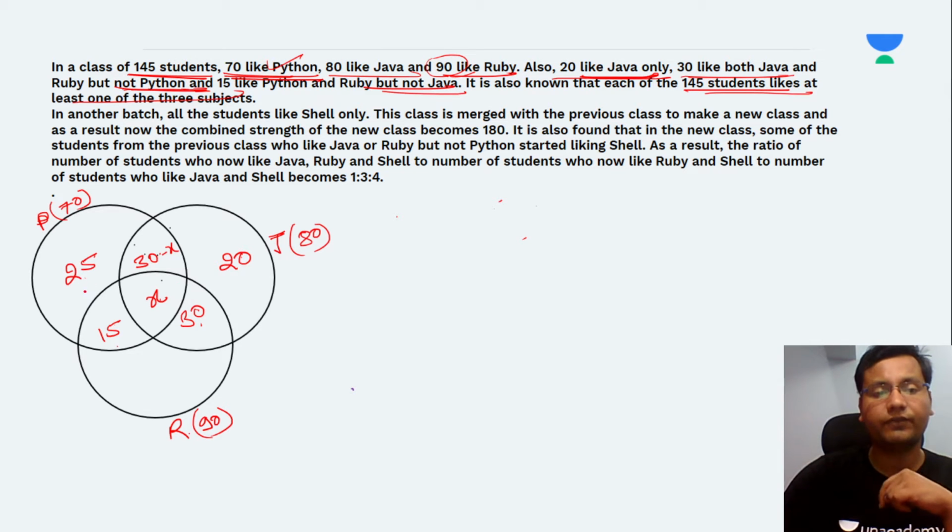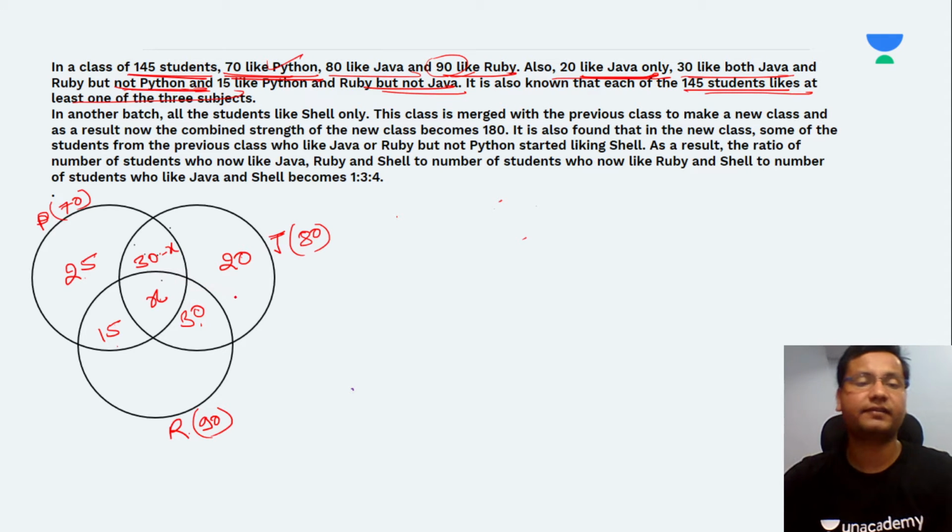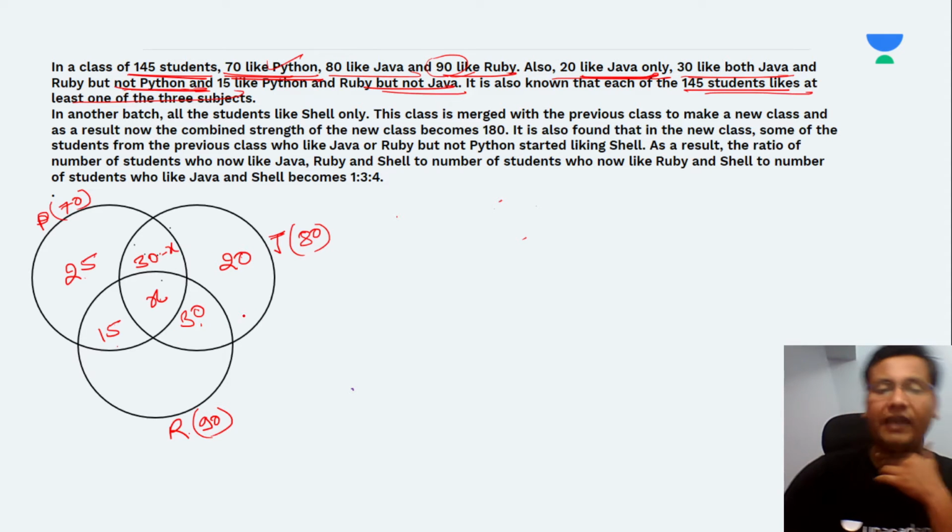So this is 15 plus 5, 20, 20, 40, right? So 40 plus x. So this will be 30 minus x plus x, right? So we have only... can we find the value of x, guys? If you see, this will be cancelled out. Okay, so let's do one thing. Let's say this is z.